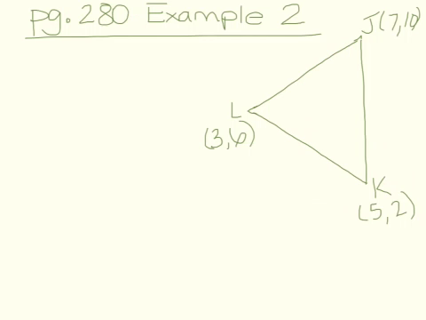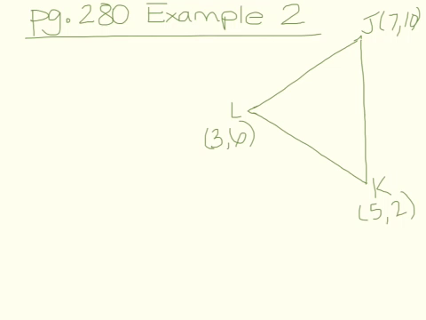Okay, now I'd like to look at example 2 on page 280. Example 2 says find the coordinates of the centroid of triangle JKL. So I'm trying to find that point in the center where the three medians meet. In order to do this, I'm really going to have to be able to find the median first. And I know, once I find the median, then I can probably find the centroid.